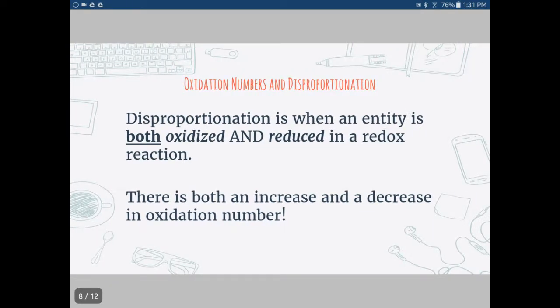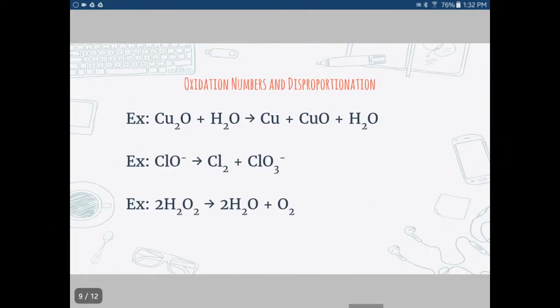Just as a reminder, disproportionation is when an entity is both oxidized and reduced in a redox reaction. So one entity as a reactant is both oxidized and reduced, or it gains and loses electrons in a reaction. Now, there's both an increase and a decrease in our oxidation number. So you'll have to remember some of the rules when we assign oxidation numbers from our previous little lesson as we go through some examples of disproportionation. Let's take a look at our first example.